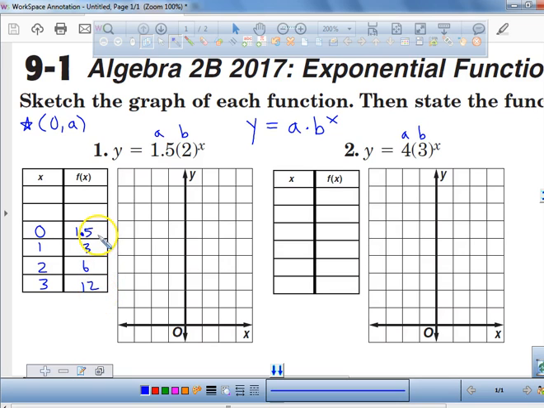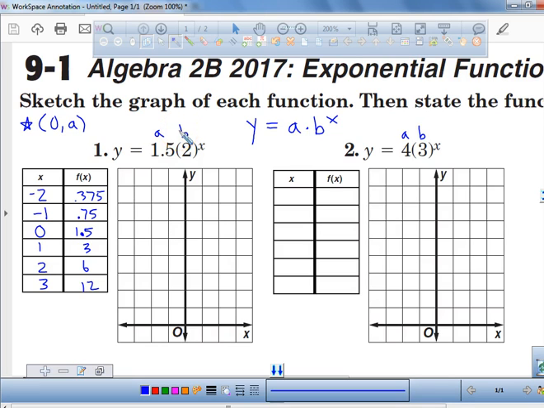Well, what's half of 1.5? That's going to be 0.75. And half of 0.75 is 0.375. So if I go down 1 and go down another, this is what your table should look like. Now everybody may not have used these points, but these points are definitely a part of this exponential function.